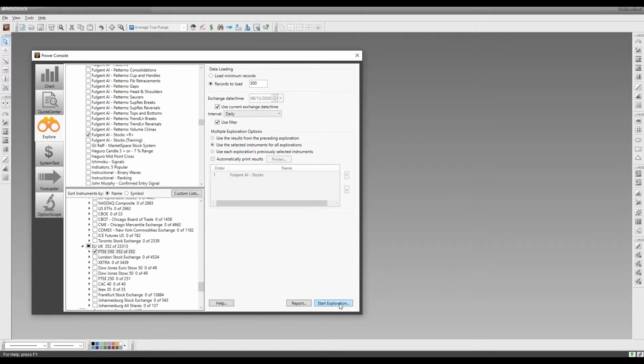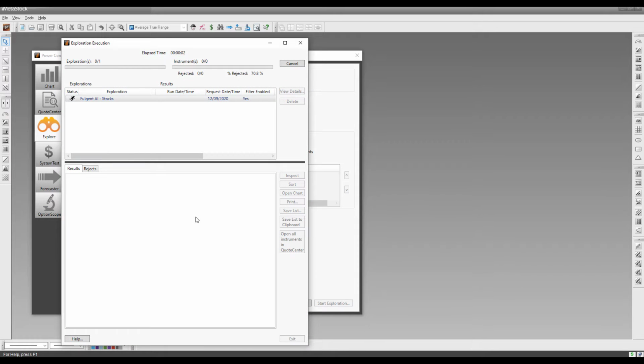Now I'm going to start the exploration looking for artificial intelligence trading ideas of those 4 strategies as discussed earlier. Now this takes quite some time because we're looking at 350 stocks, and so I'm going to pause my presentation here and I'll be back as soon as most of the scan is done.